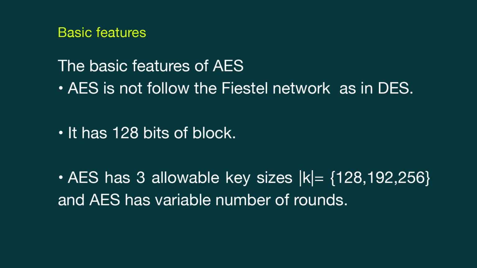Basic features. The basic features of AES can be listed as: AES is not following the Feistel network as in DES. It has 128 bits of block. AES has 3 allowable key sizes such as 128, 192 or 256, and AES has a variable number of rounds.